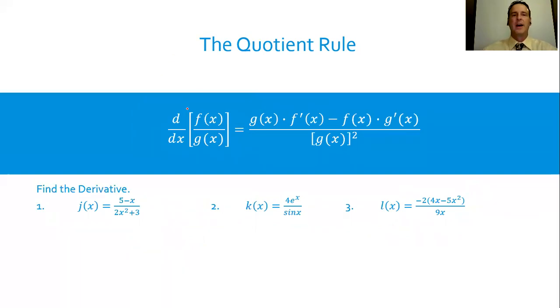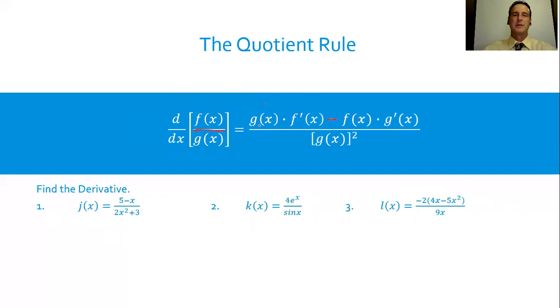Send me an email. All right, now here's the next one, quotient rule, which means we have a division sign here. All right, and so here's how it goes. So your f of x is on top, your g of x is on the bottom. You have low times the derivative of the high, minus the high times the derivative of the low, all over the low squared. Okay, and it's a little different because you have a subtraction sign here.